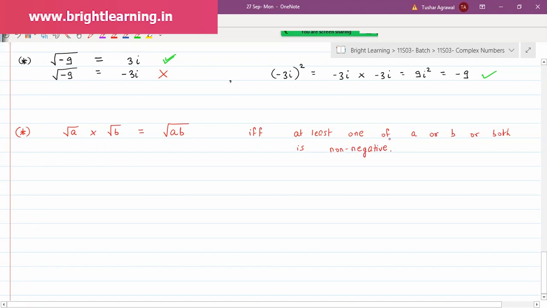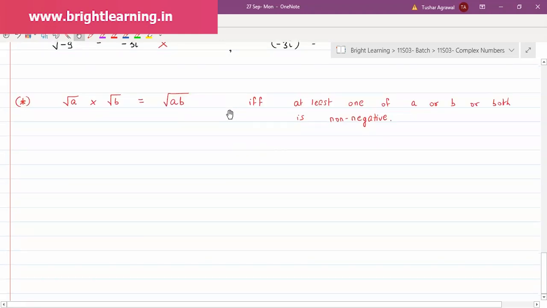non-negative. That word "both" is not really necessary to write. When I'm writing at least one of A or B, that is sufficient. But still, just for sentence completion, I've written it. If both are non-negative, it's well and good, but if at least one of them is non-negative, then only this property is true. Means when does this property get spoiled? If both of them are negative.